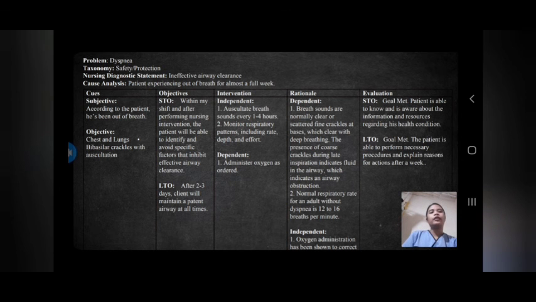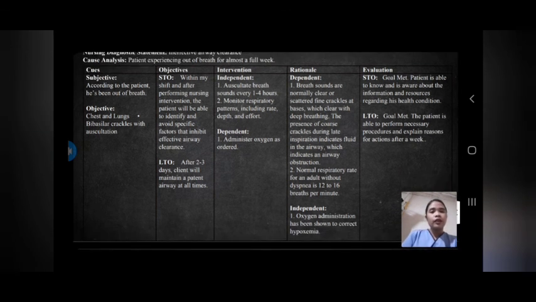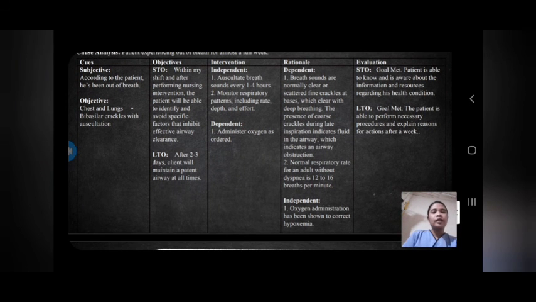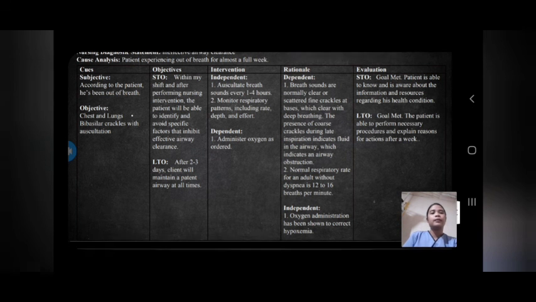Second nursing intervention: monitor respiratory patterns including rate, depth, and effort. Its rationale: the normal respiratory rate for an adult without dyspnea is 12 to 16 breaths per minute. The dependent intervention: administer oxygen as ordered. Its rationale: oxygen administration has been shown to correct hypoxemia.